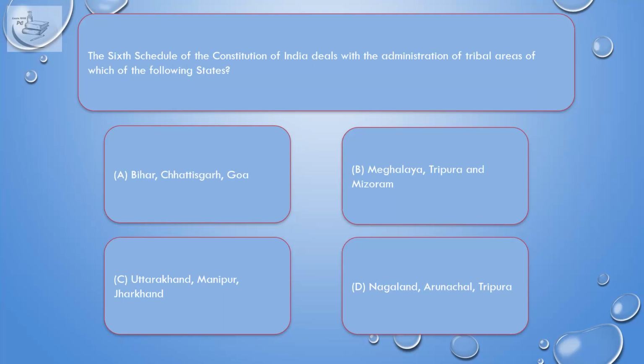Correct answer is D. Manipur. Question: the 6th schedule of the Constitution of India deals with the administration of tribal areas of which of the following states? A. Bihar, Chhattisgarh, Goa. B. Meghalaya, Tripura and Mizoram. C. Uttarakhand, Manipur, Jharkhand. D. Nagaland, Arunachal, Tripura.